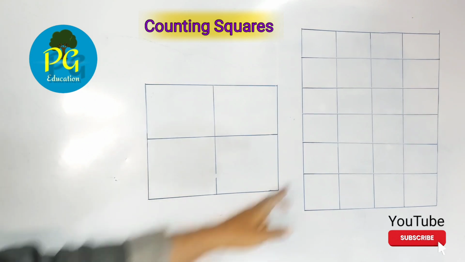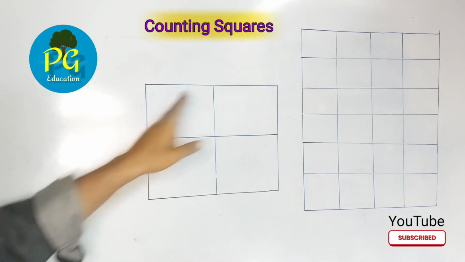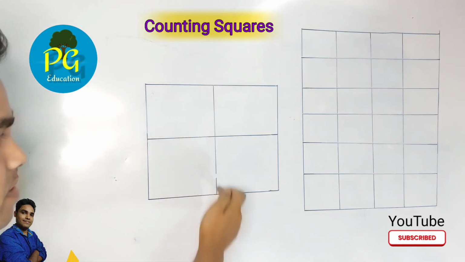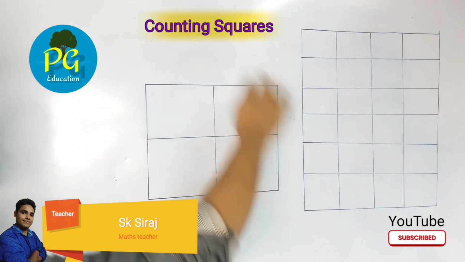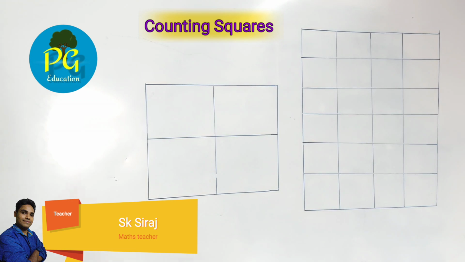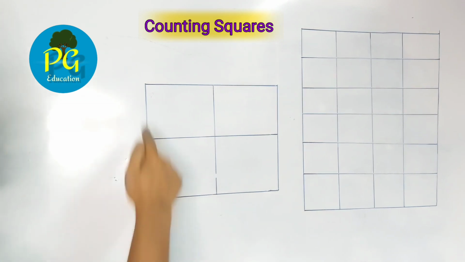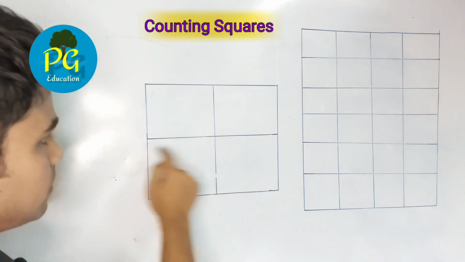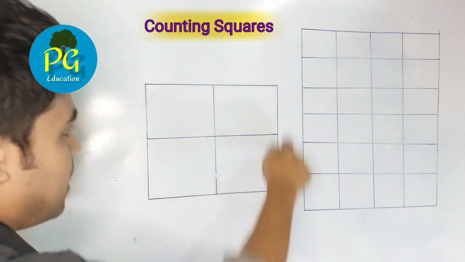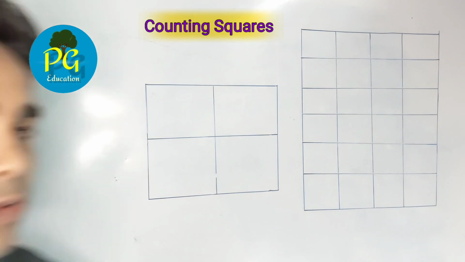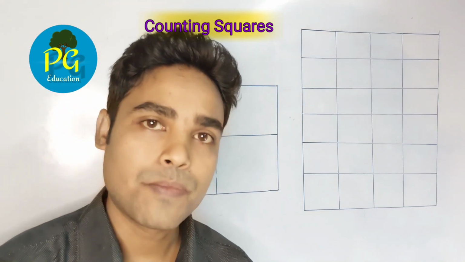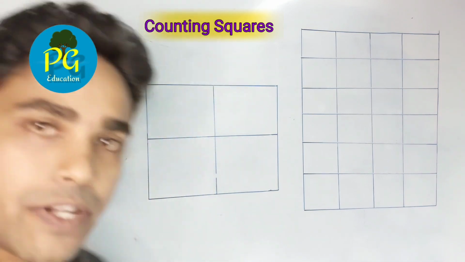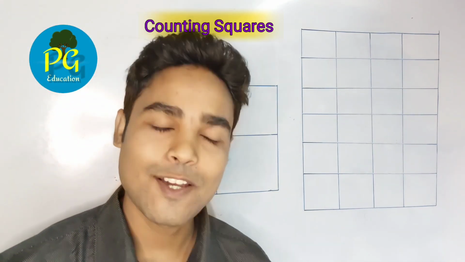Look at this diagram. If this type of diagram comes in an examination and there is one plus sign inside the square, then how many squares are there? If you count this way, 1, then 2, then 3, 4 and then 5. This way you can count, but it will take too much time. To save your time, you have to count with a short trick. So to know the short trick, stay on the video.